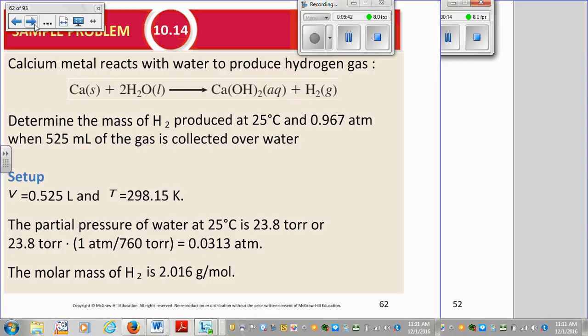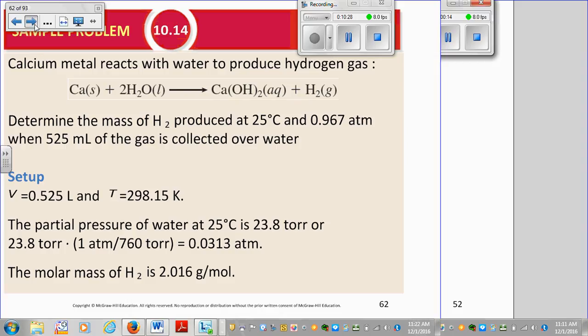Here we have calcium metal reacts with water to produce hydrogen gas and calcium hydroxide. Determine the mass of hydrogen produced at 25 degrees C and 0.967 atmospheres when 525 milliliters of the gas is collected over water. So the volume of the gas is 0.525 liters, temperature 298.15. Using that table, the partial pressure of water at 25 degrees C is 23.8 torr, or converting it to atmosphere, 0.0313 atmosphere. And the molar mass of hydrogen is 2.016 grams per mole.